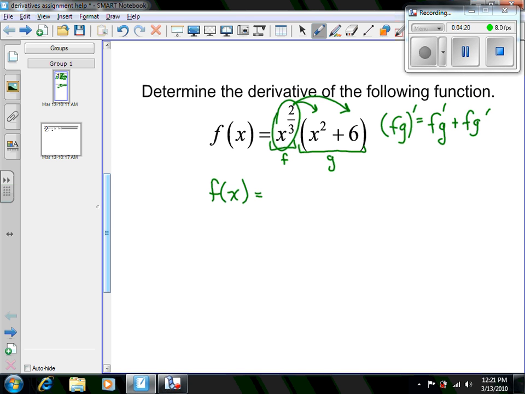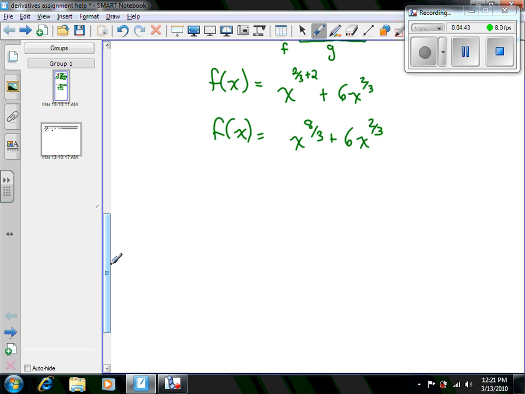I will take x to the 2/3 and multiply by x squared. When I do that, I will get x to the 2/3 plus 2, and then I will get 6x to the 2/3. So 2/3 plus 2 becomes 8/3, and 6x to the 2/3. Now I'm ready to take a derivative because I don't see a product rule. I just see two things being added together.